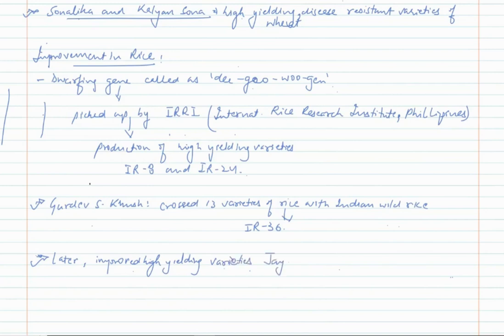Later on, improved high yielding varieties called Jaya and Ratna were developed and introduced in India. Again, during the period from 1960 to 2000, rice production increased from 35 million tons to around 89.5 million tons.